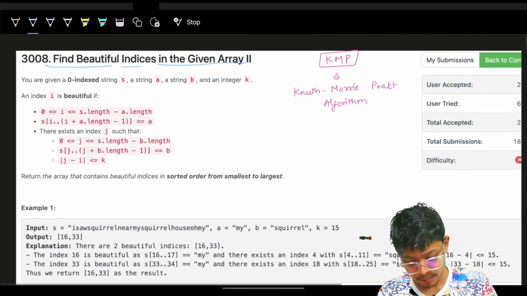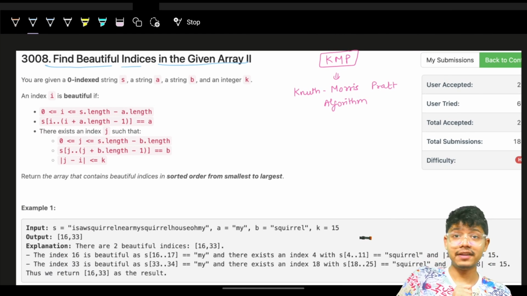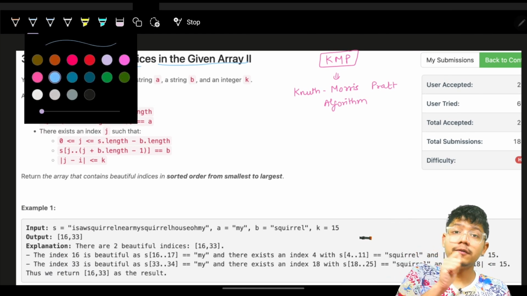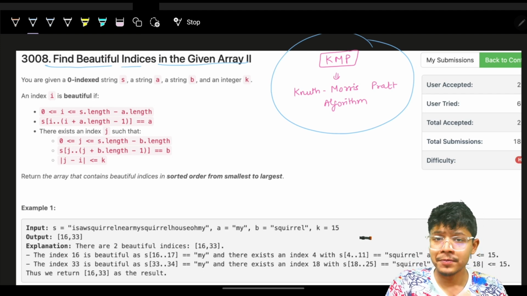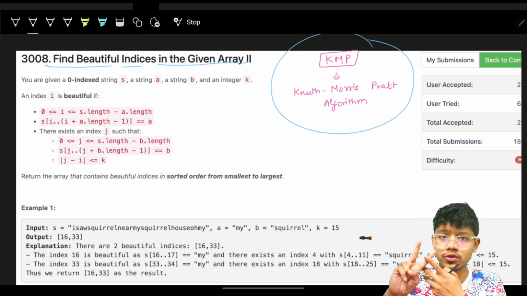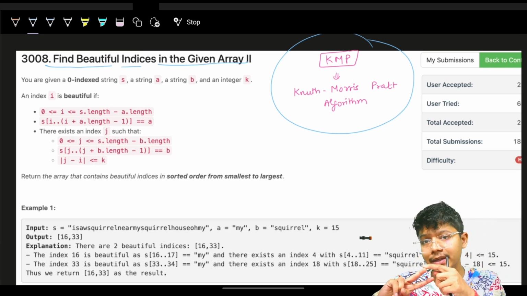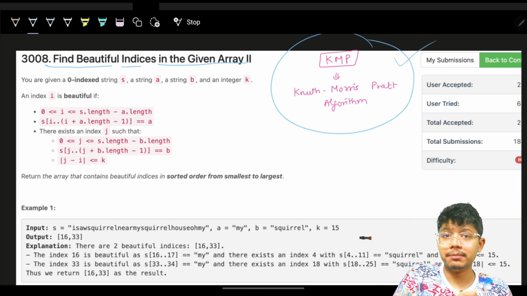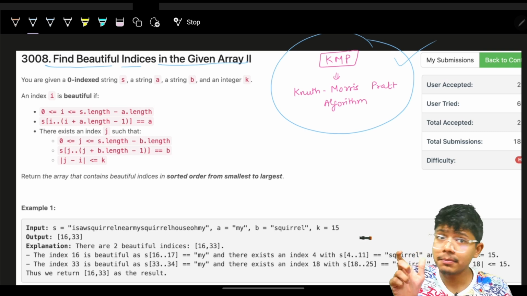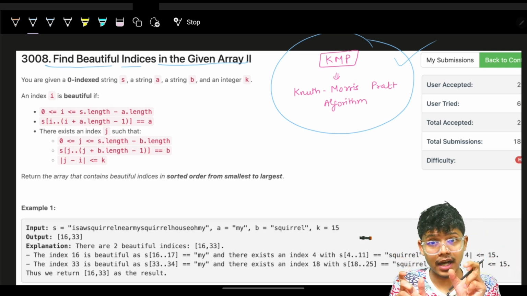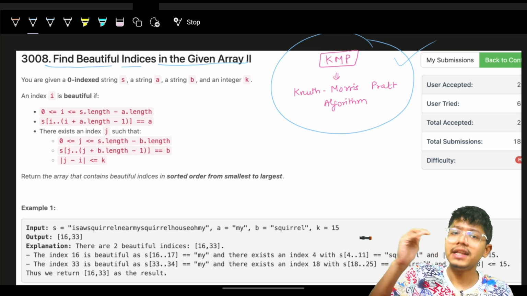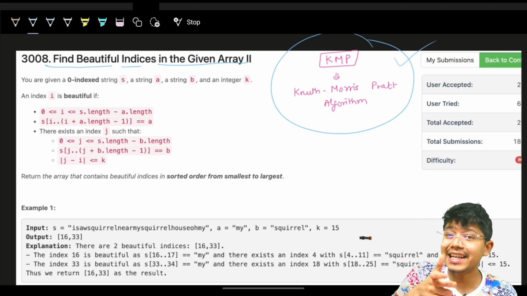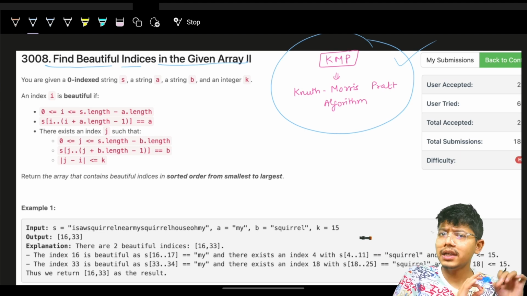In this video, we will see the problem "Find Beautiful Indices in the Given Array 2". Primarily, we'll be focusing on the KMP algorithm, which is a string matching algorithm. We have two string matching algorithms, Rabin-Karp and KMP. Although learning KMP is a bit tricky compared to Rabin-Karp, the code is just 4 or 5 lines, while Rabin-Karp code plus handling of that code can be a bit long.